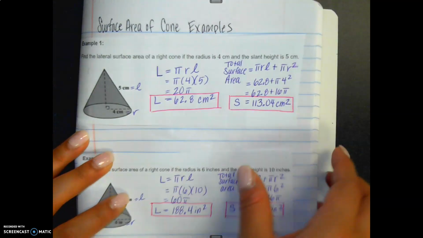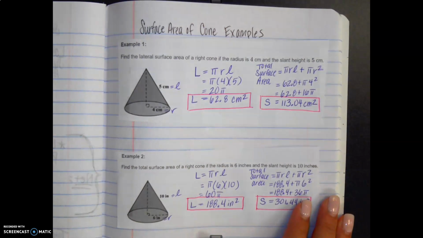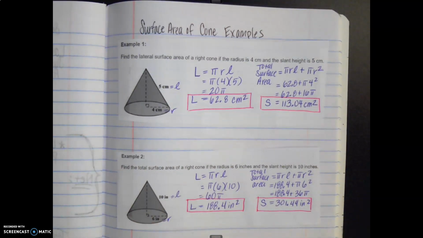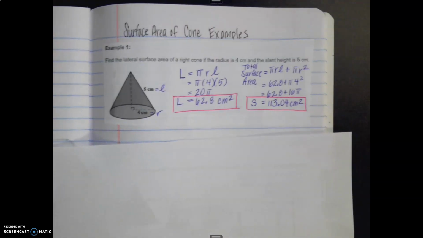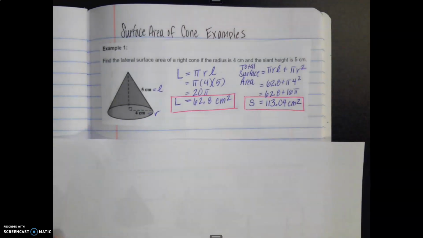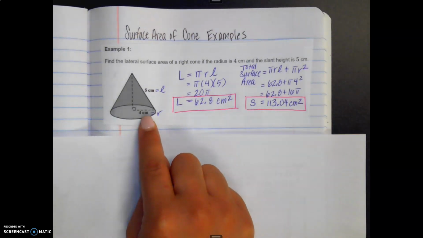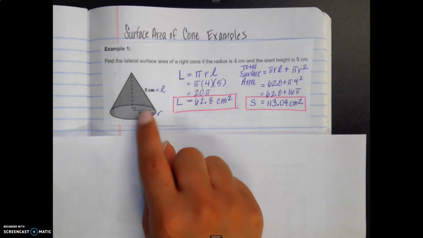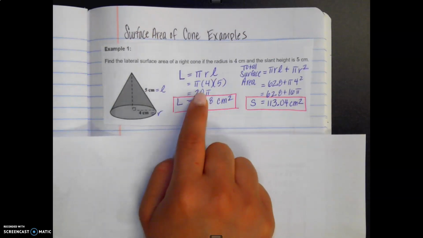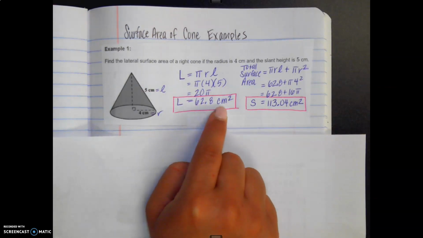All right. Actually, let me lay that flat. All right, so I've got a cone here, and it gives me some measurements. It tells me that 5 centimeters is the slant height, so I just labeled it L. I've got a radius of 4. That's all I need for my formula. Pi times r times L. Well, that's pi times 4 times 5. Which is 20 pi, so whenever I punch that into the calculator, I get 62.8 centimeters squared.